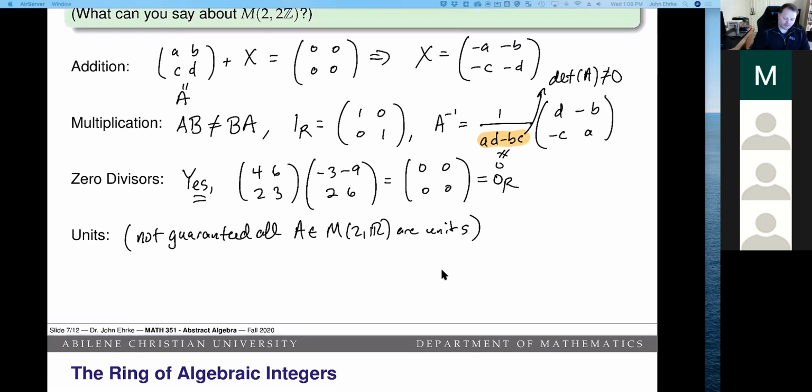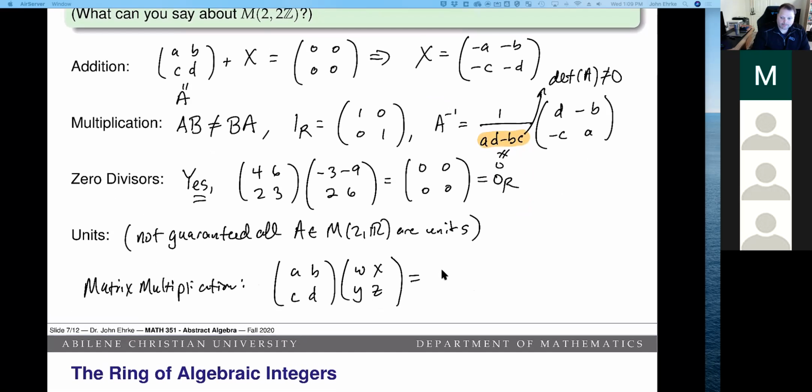In case you're a little bit familiar with how matrix multiplication works, I know not all of you have had linear algebra, let me remind you of the way this works. If you take [A, B; C, D] and multiply it by [W, X; Y, Z], then you get AW plus BY, AX plus BZ, CW plus DY, and CX plus DZ.